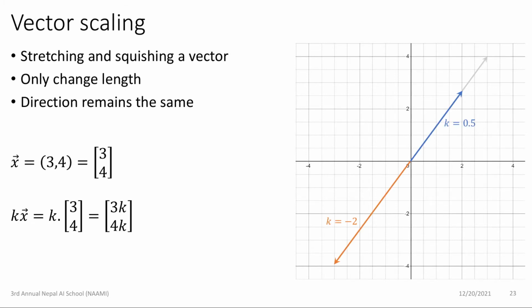Scaling a vector is simply multiplying a vector by a scalar. You stretch and squish a vector, and you only change its length, not its direction. When we say direction, we mean the overall direction. If you multiply by a negative number, it will flip on the origin, so it will point in the opposite direction, but the main linear direction is the same. If you multiply a vector by a scalar k, you just multiply each of its components by that scalar. In fact, the word scalar comes from the word scaling, or the other way around.